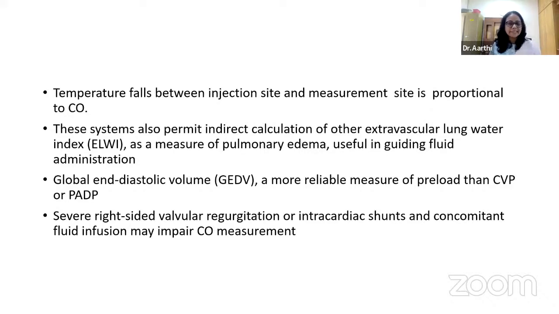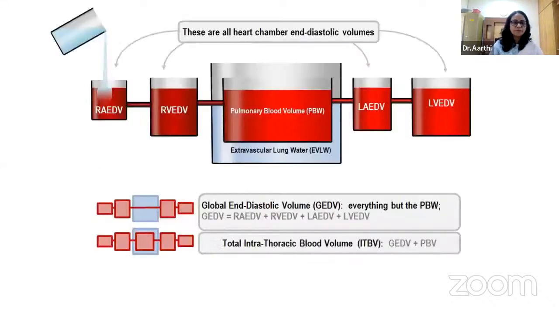And there is also a static parameter, called the global end diastolic volume, which assesses the preload, which is more reliable compared to the central venous pressures or the pulmonary arterial diastolic pressures. But patients with severe right-sided valvular regurgitation, intracardiac stents, or concomitant infusions may impair these kinds of cardiac output measurements.